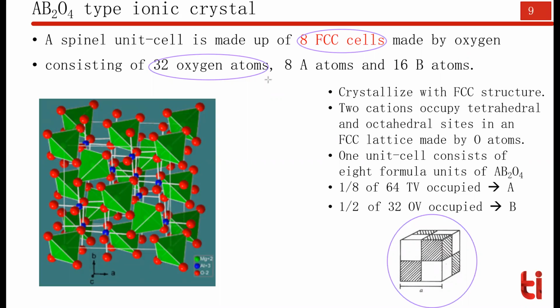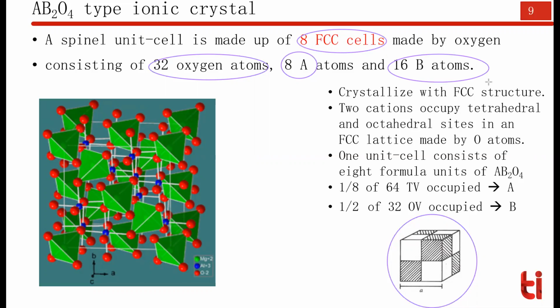32 divided by 4. So 8. Your A side is actually made up of 8 atoms, and likewise my ratio of A side to the B side is 1 to 2, because it is AB2. So if you have 1 A, then 2 B. So if I have 8 A's, then I am going to have 16 B atoms.